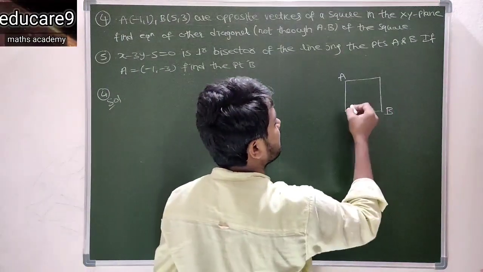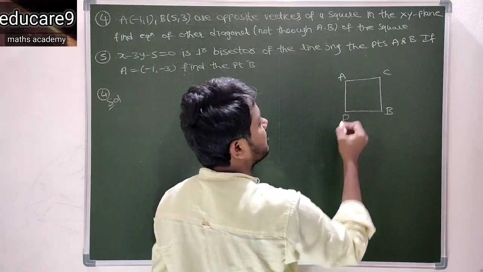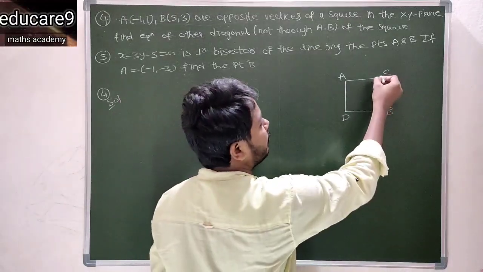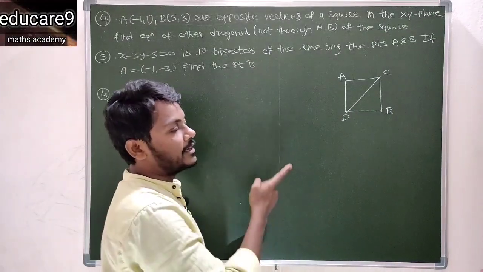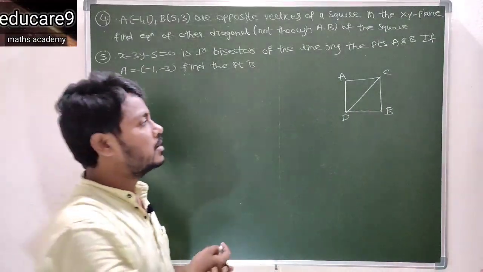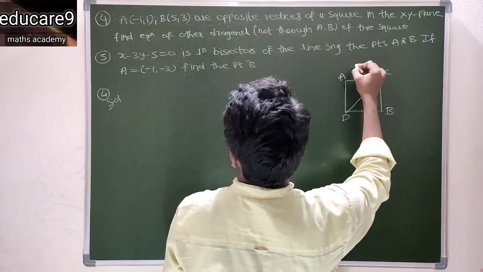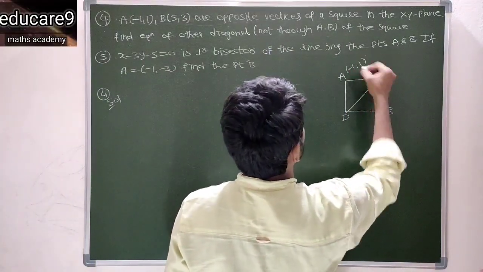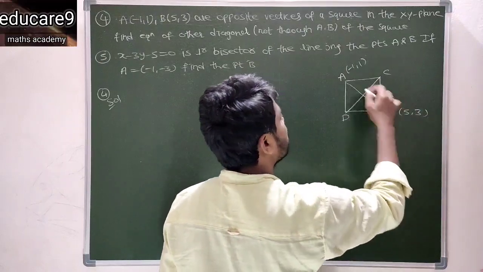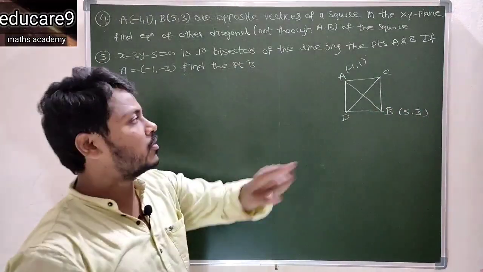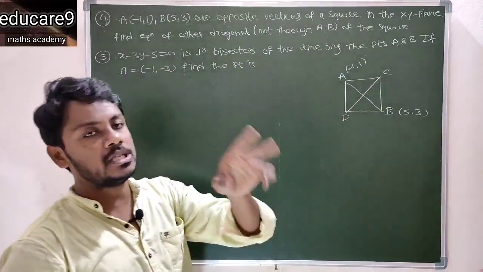Suppose this is C and this is D. Now you need to find this equation. Okay. So clearly the diagonal not passing through the AB. So here A is given minus 1 comma 1 and B is given 5 comma 3. Okay. So using these 2 points you need to find the equation of the diagonal CD.